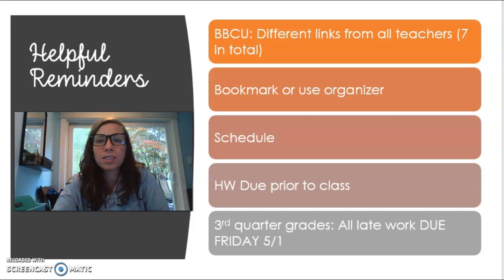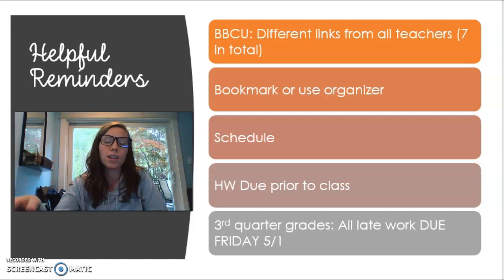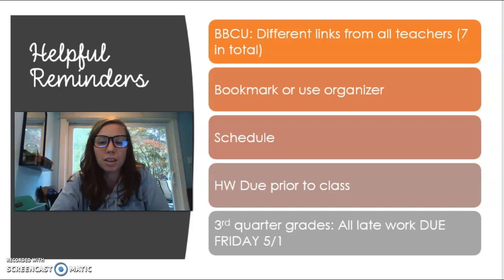So the first thing is don't forget that all of your teachers are meeting on Blackboard Collaborate Ultra this week. All of your teachers should have emailed you different links. The email is actually from Blackboard, but you should have 7 total links as long as you're in 7 different classes, one for each class. Make sure that you're able to access them. If you haven't heard from one of your teachers or you're missing a link, please email that teacher unless they've already sent you some information.